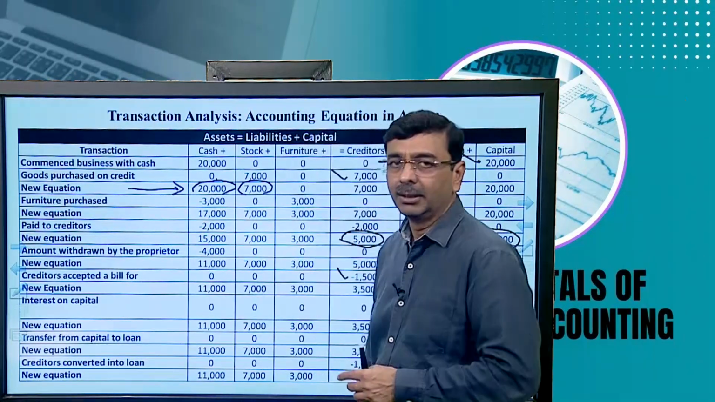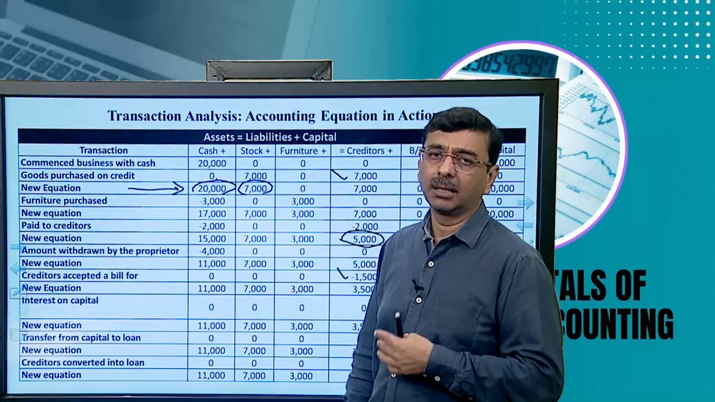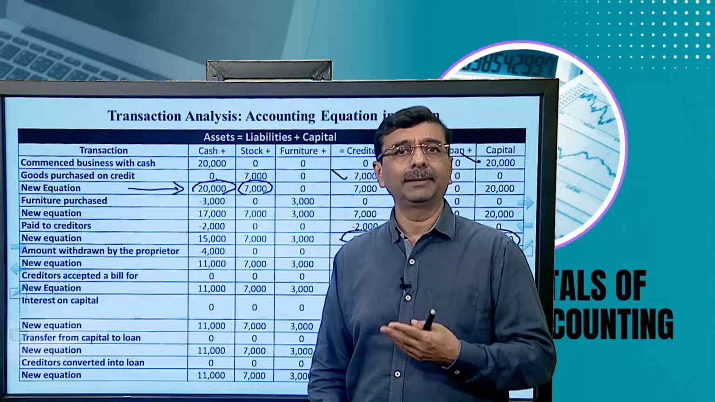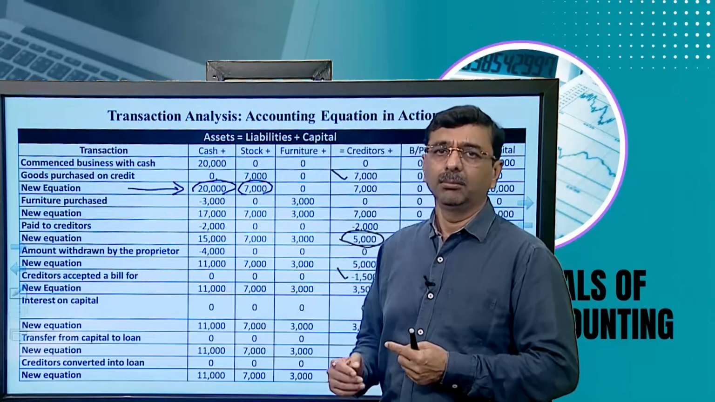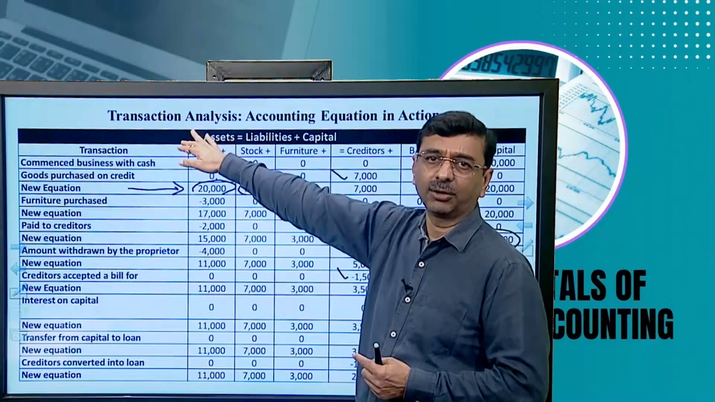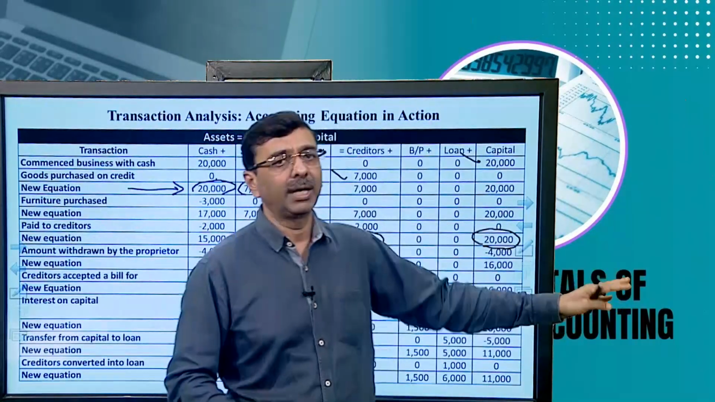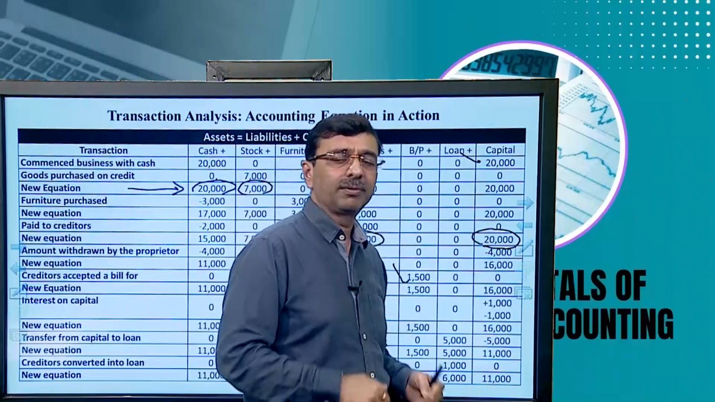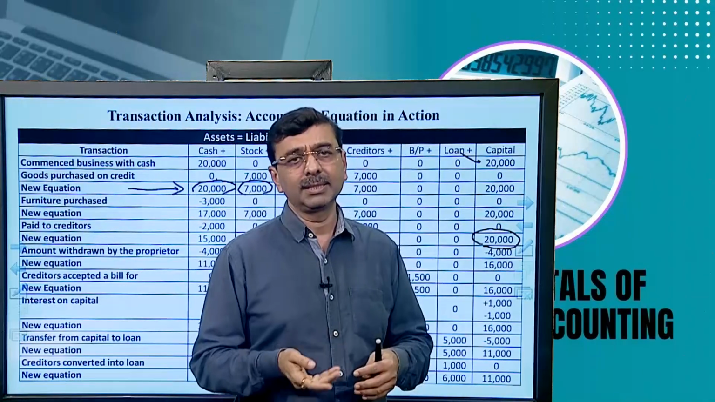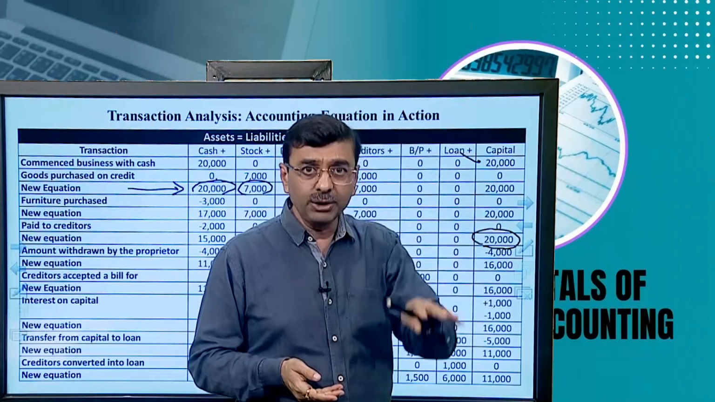Interest on capital. Again, this transaction is actually an internal transaction, because it would not affect assets. It only affects the capital because of interest on capital. It's considered an expense, so it's reducing your profit.